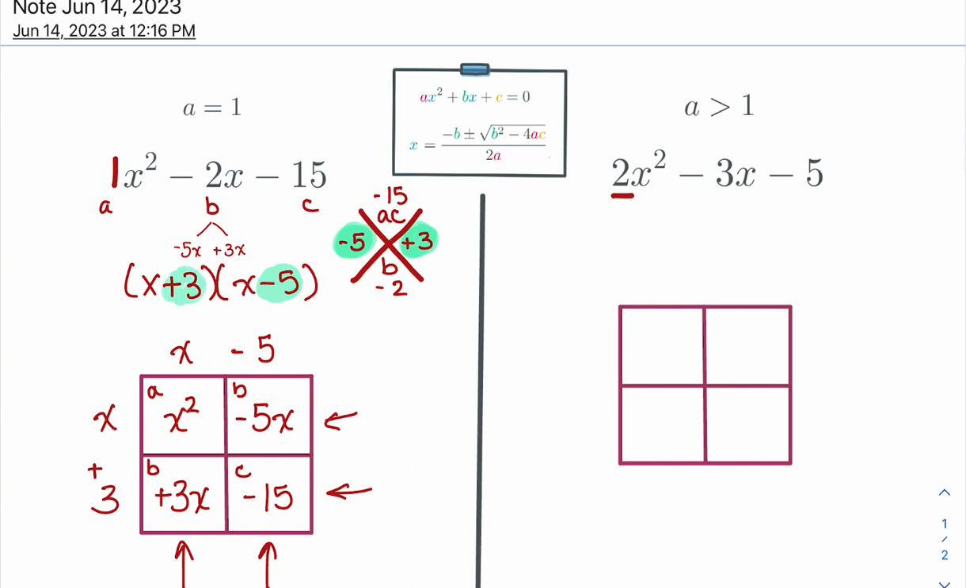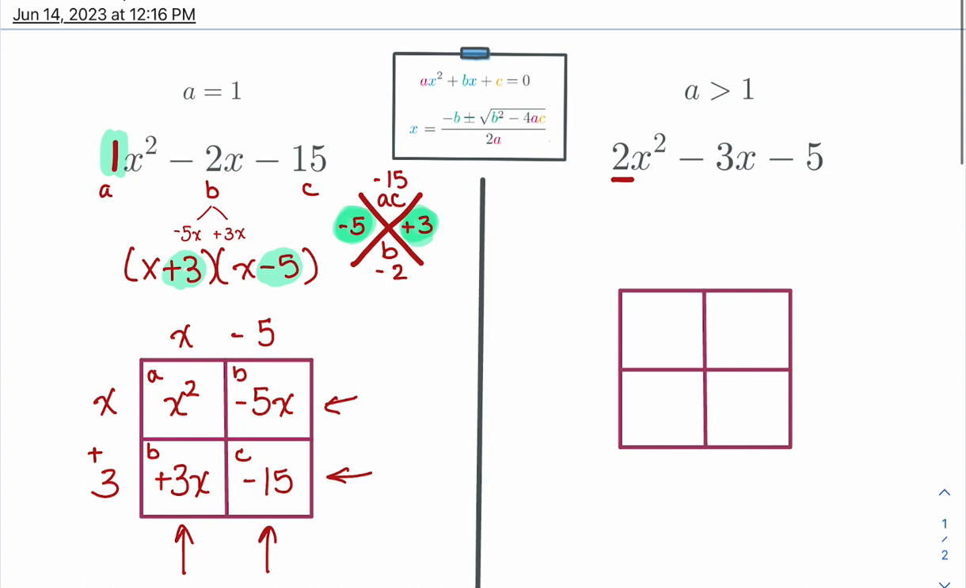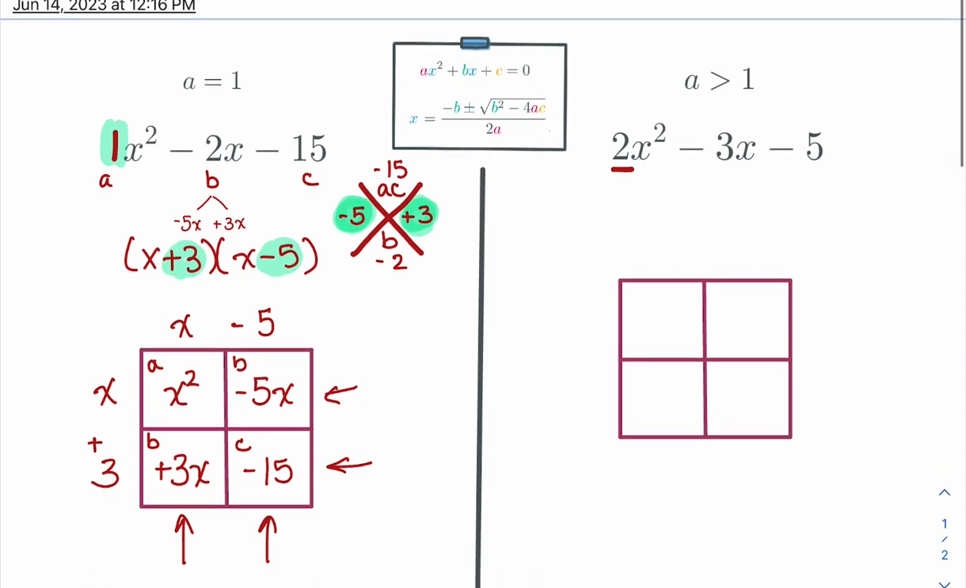And so when your leading coefficient is 1, like it was here, you can just go straight from these two numbers here to your factors, x plus 3, x minus 5. The process is the same, but you can't take that shortcut when your leading coefficient is greater than 1.